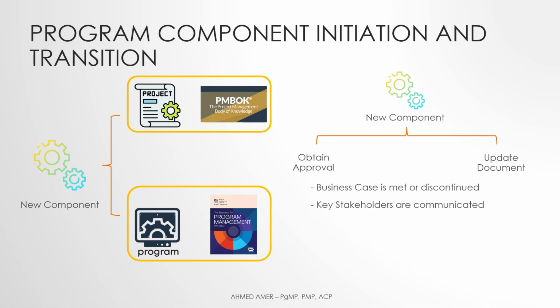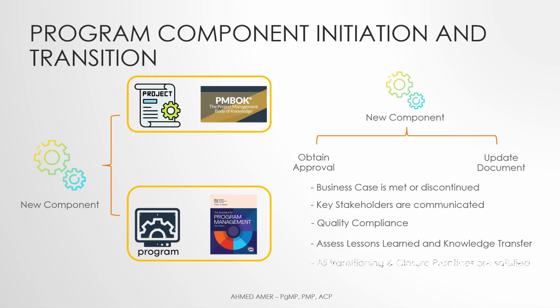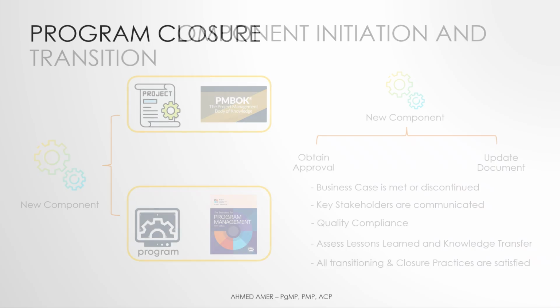Communicating the closure clearly to key stakeholders at the program level, checking compliance with any required program level quality control plans, reviewing lessons learned and knowledge transfer from the component's performance, and confirming that all accepted practices for project or program transition or closure have been followed.